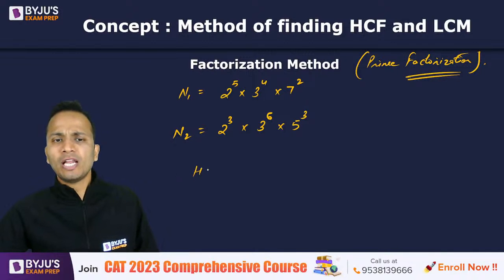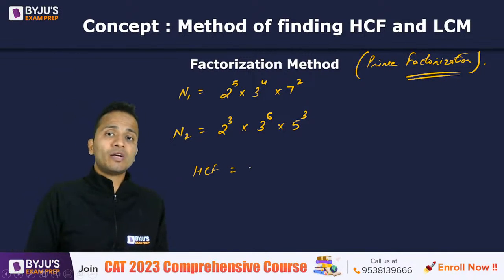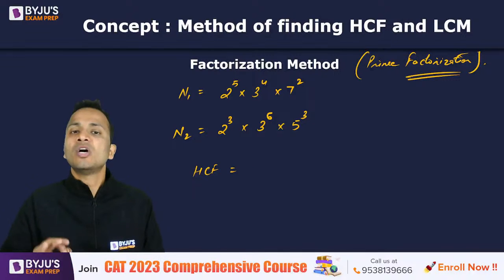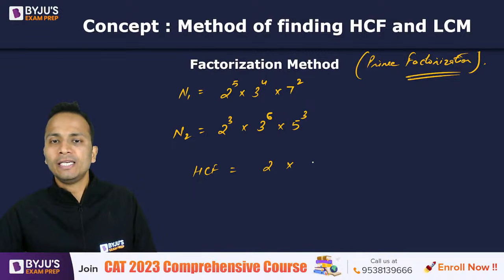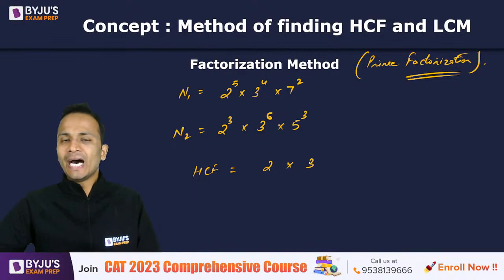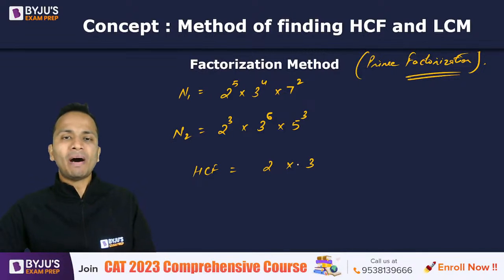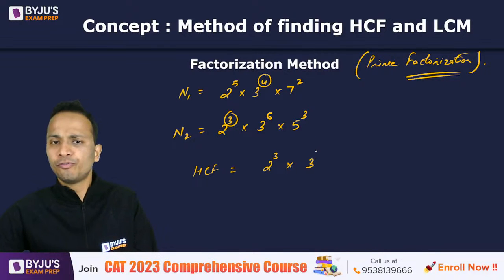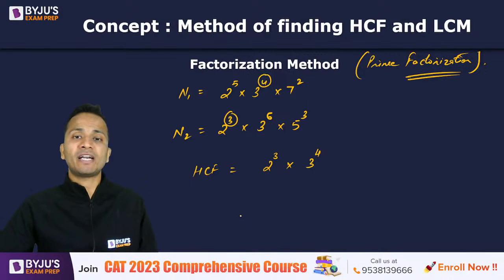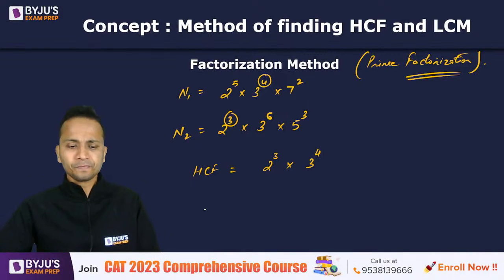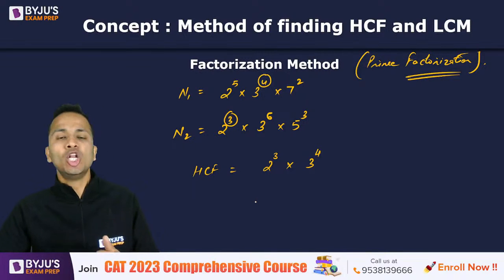Now for them, first of all, the highest common factor. For the highest common factor, you need to select the common bases with their lowest powers. Common bases among these two numbers are 2 and 3. Now let us select their lowest powers. The lower power of 2 among these two numbers is the cubic power, and the lowest power of 3 is 4. So 2 cube multiplied by 3 raised to the power 4 will be the highest common factor of these two numbers. So, common bases with their lowest powers.